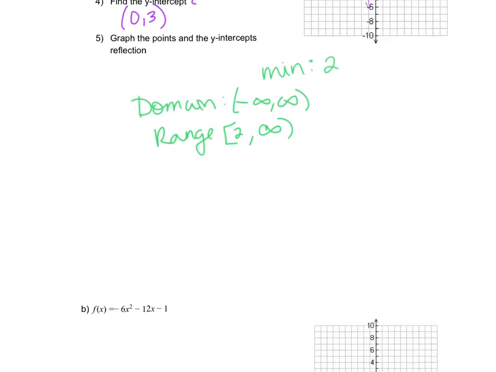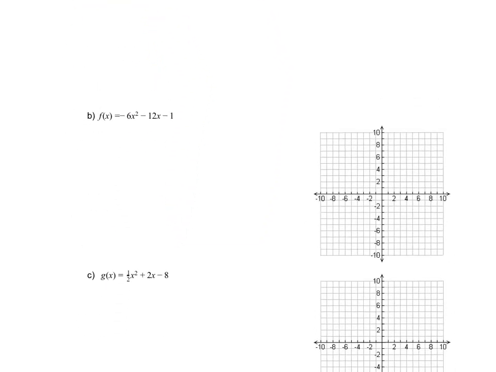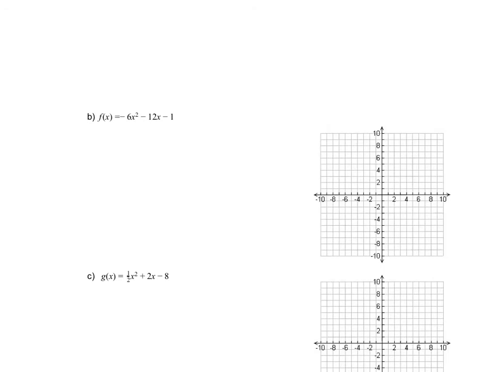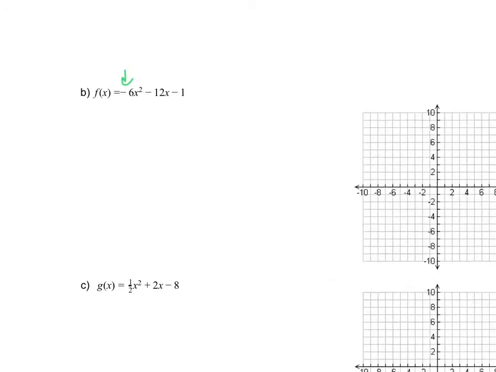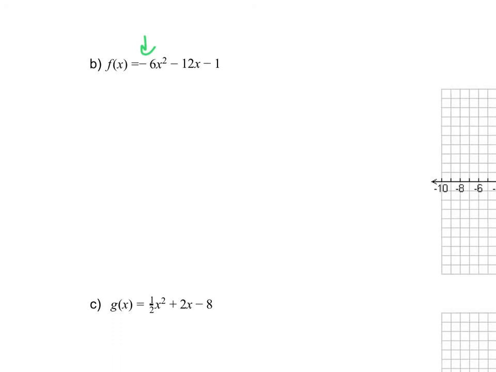Okay, let's go to the next page. We have another one. So we know right off the bat, that negative right there, this is going to be an upside down, sad face parabola. It's going to be facing down. So let's start with, if you wanted to write out your a, b, and c, you could.